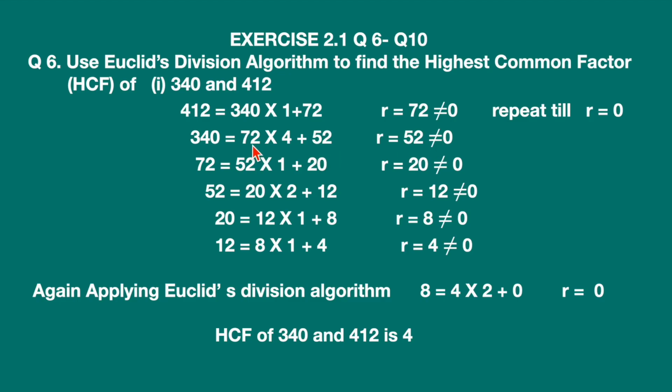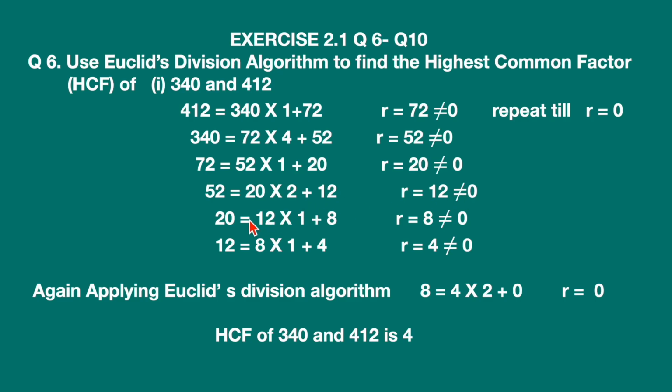Again the next step, I will take this B and make it A and this R as B. So 72 is equal to 52 into 1 plus 20. I get the remainder R as 20. You have to actually do the division to get the value of Q and R on a rough paper. Here R is equal to 20, not equal to 0. Again take 52 as A, 20 as B. So 52 is equal to 20 into 2 plus 12.